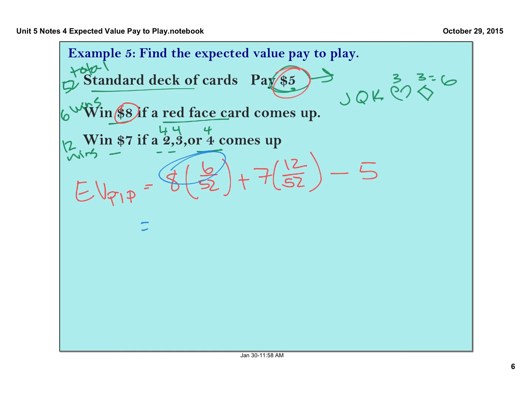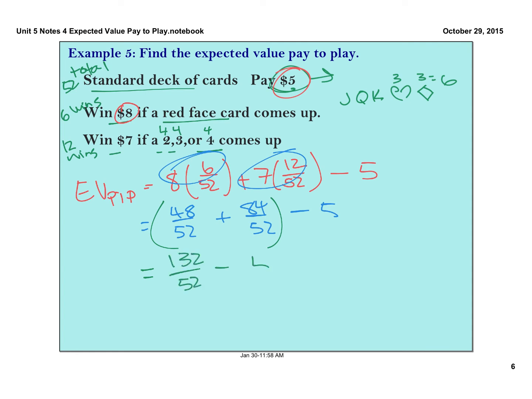This gives me 8 times 6 is 48, 48 out of 52, plus 7 times 12. I don't know that off the top of my head. 84, I think. 7 times 12. Let's check myself. Yeah, 84. 84 out of 52 minus $5. I'm going to put those two things together. 48 plus 84 is 132. So 132 out of 52 minus 5.